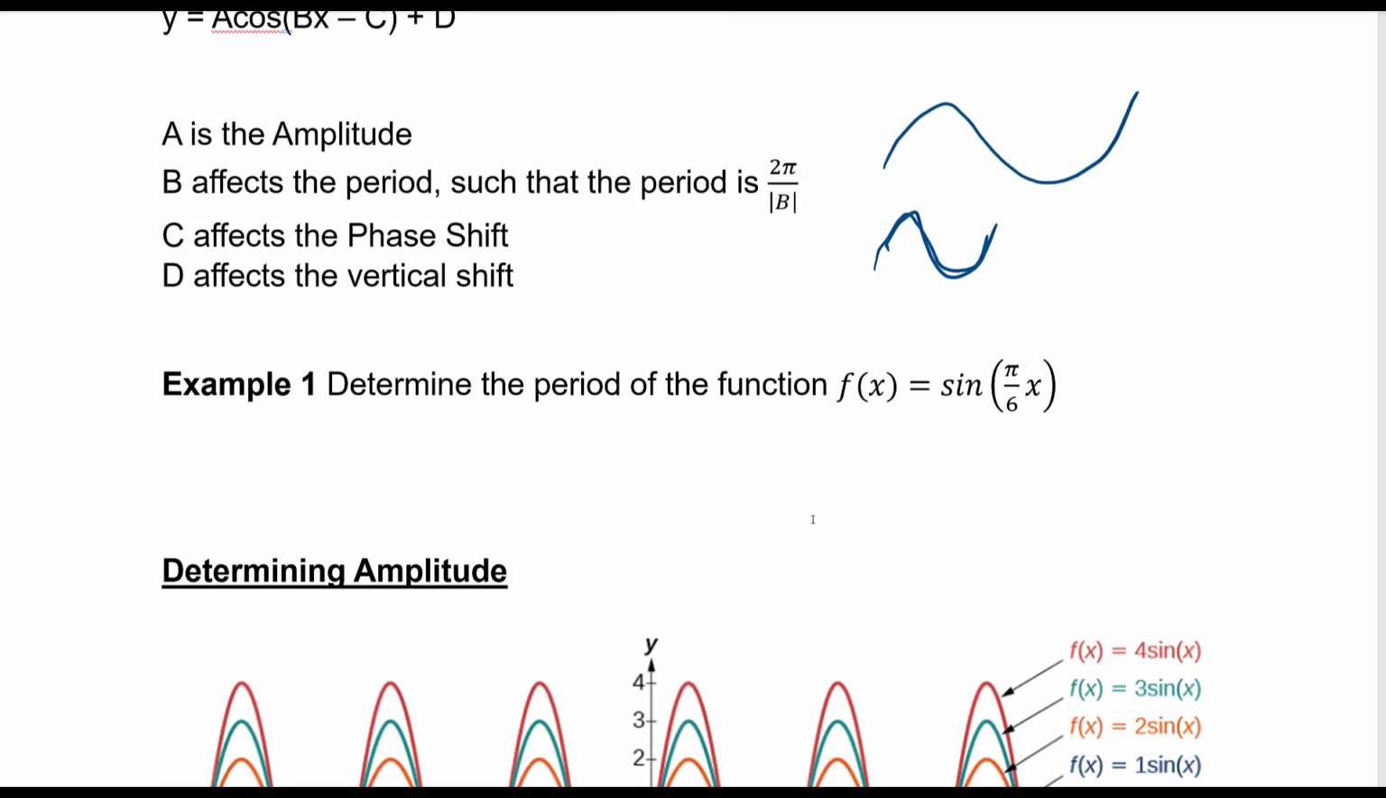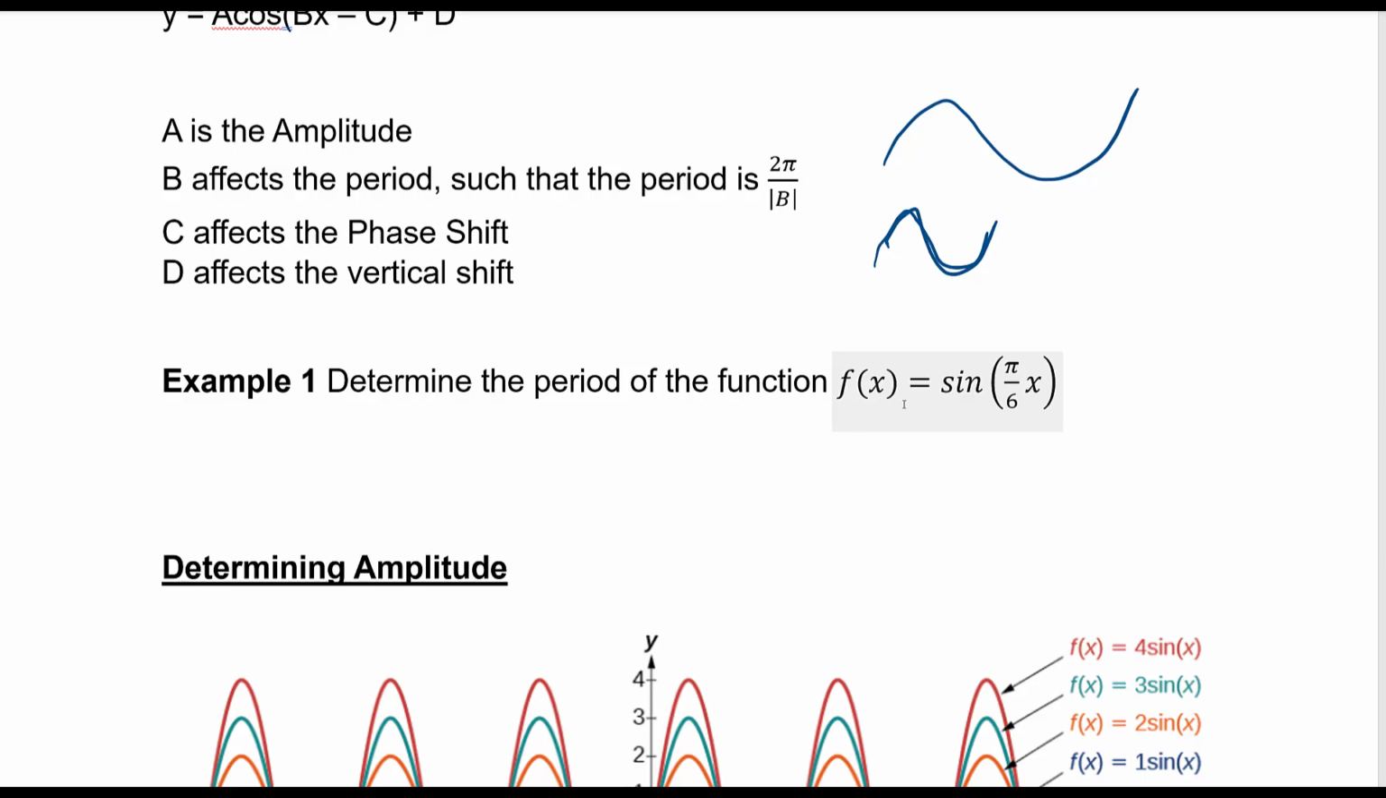Determine the period of the function f of x equals sine of pi over 6 x. So the period is going to be 2 pi divided by pi over 6, which would be 2 pi times 6 over pi, multiplied by the reciprocal. The pi's will divide out, and we'll get 2 times 6 is 12. So the period is 12.